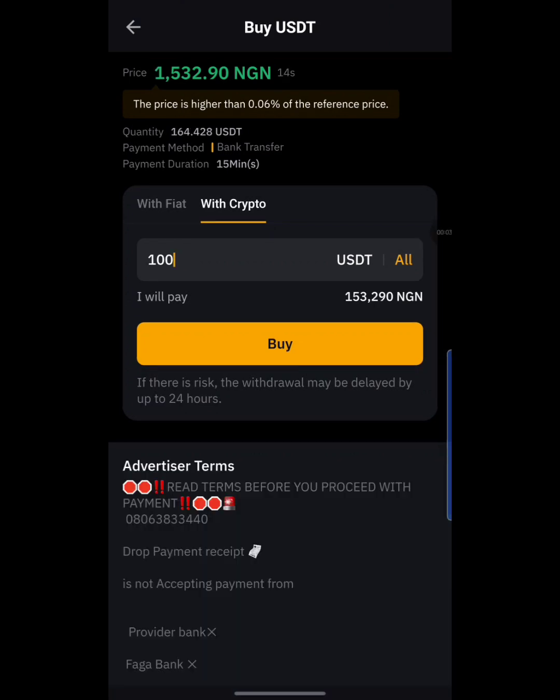Okay, so that is why you need to be careful, guys. All right, so this is the first way in which you can purchase USDT right here on Bybit.